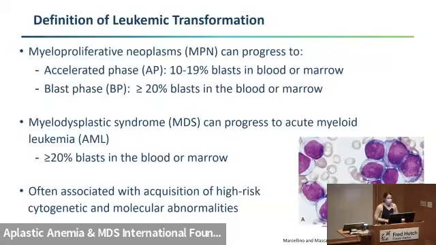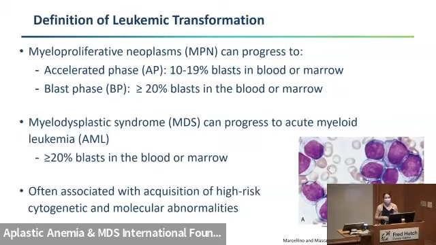So what is the definition of leukemic transformation? Many different disorders of the bone marrow can transform into acute leukemia, and the myeloid disorders can transform into acute myeloid leukemia. So MPNs that I just talked about can transform into accelerated phase or AP-MPNs, which is 10 to 19% blasts in the blood or marrow. And a blast is the leukemic cell of this disease, or the cancer cell of this disease. And blast phase of these diseases is 20% or more blasts in the blood or marrow.